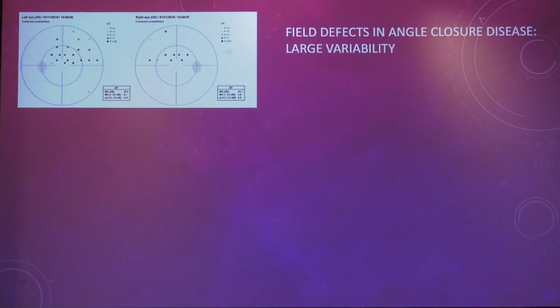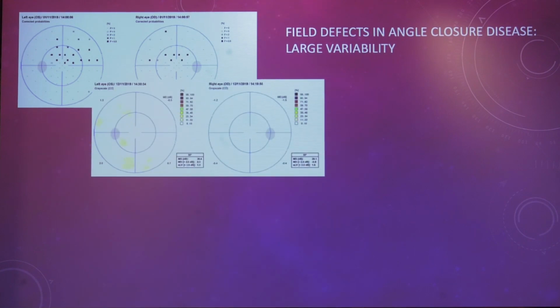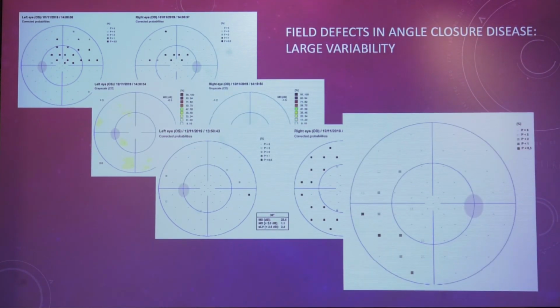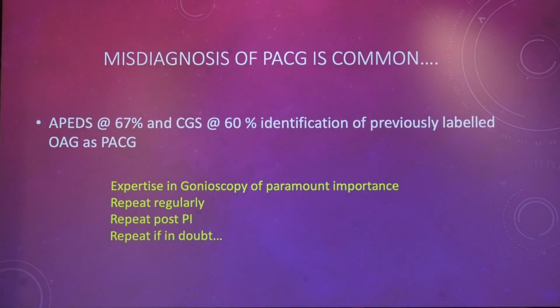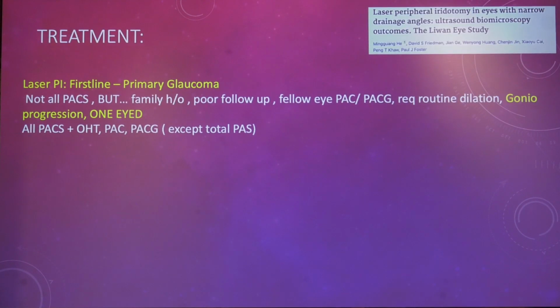Field effects vary in angle closure disease because of the ischemic damage. There is no pattern in acute angle closure, but definitely chronic angle closure mimics open angle glaucoma. So we find the whole gamut of changes, and that will depend upon the pathophysiology of IOP variation. So it depends on duration of pressure elevation and can manifest also in a few months. Misdiagnosis of PACG is common. The expertise in gonioscopy is of paramount importance. You should repeat regularly, repeat post-PI, and repeat if in doubt, without any ego.